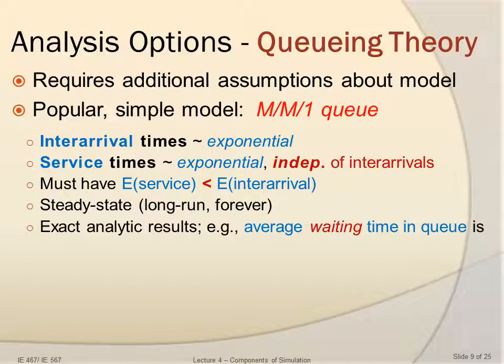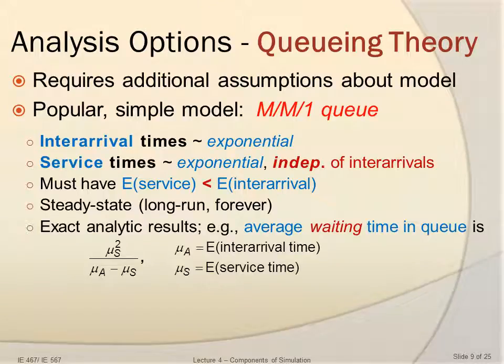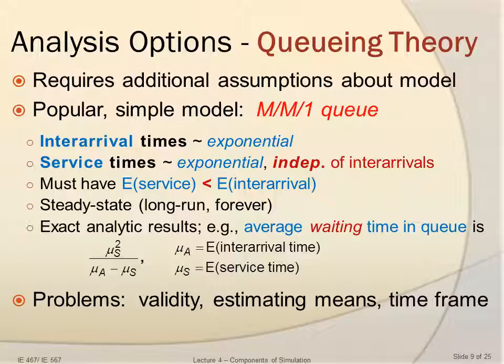So the exact analytic results, for example, average waiting time in a queue is the square of average service time divided by the difference between the average interarrival time and average service time. Of course, there's a problem with this model because it's very simple, and so the question of validity comes up because it might not be applicable to all different situations.